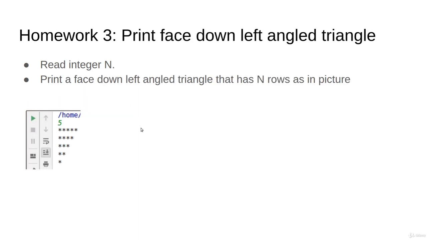In this program, we are going to print a triangle like the one that we did in the practice, but this time the triangle will be a face down angled triangle this way.